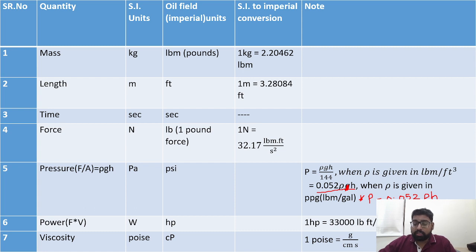But remember that the density will always be given in ppg, that is pounds of mass per gallon, and height will always be in feet. So these are the two things that we need to remember. The formula of pressure is 0.052 rho h, where rho stands for the density in ppg, and h stands for depth in feet.